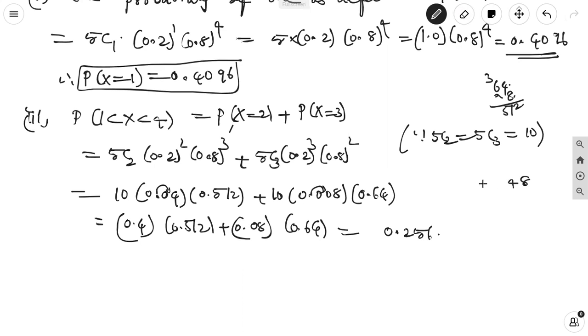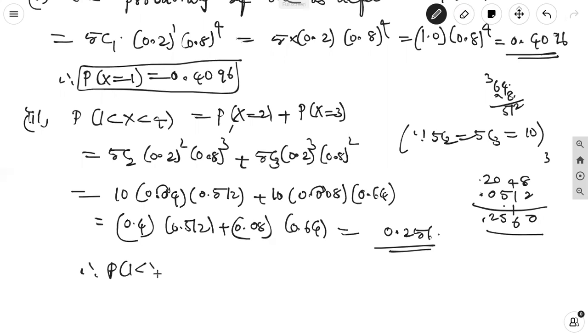4 2s are 8, 4 1s are 4, 4 5s are 20. 8 4s are 32, 3 8s are 24, 51. Therefore, probability of 1 is less than x is less than 4 is equal to 0.256 is the value.